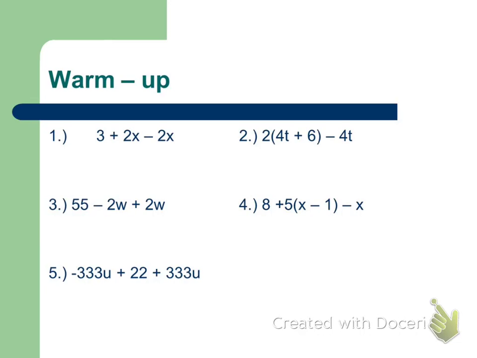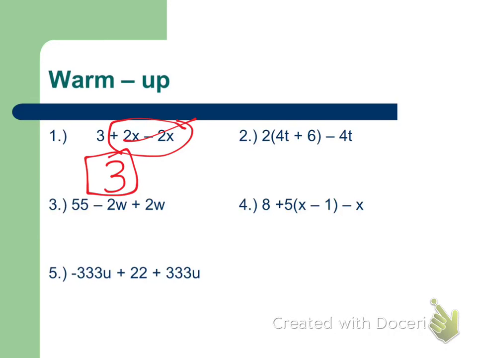All right, on number 1. Ryan, what can we combine? 2x minus 2x. The 2x and the negative 2x can combine. What would that give us? 0. So what are we left with? 3. Just 3. That would be our final answer. A positive 2x and a negative 2x would cancel out.